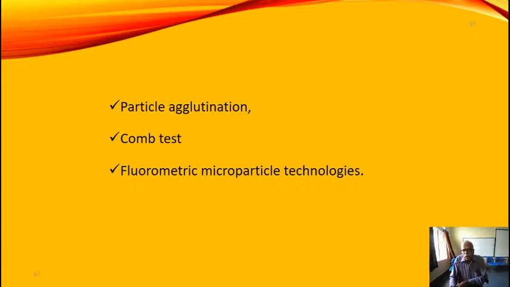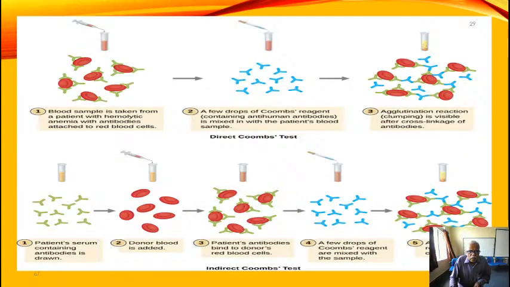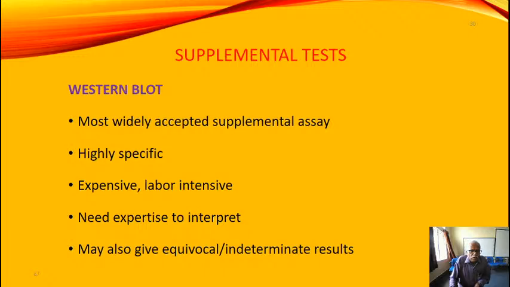So again, how they do ELISA, particle agglutination, comb test. That's where we do the rapid test. Rapid test we do by 3 methods. One is particle agglutination and comb test, it appears like a comb. Then microparticle technologies and particle agglutination. And lastly, the supplementary test.